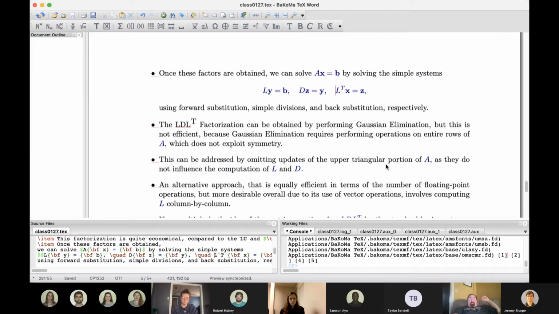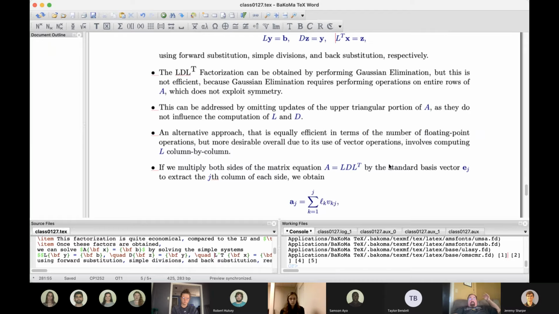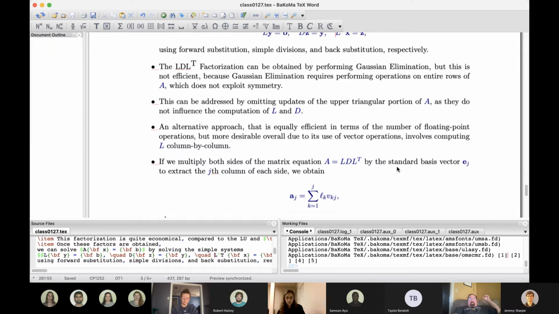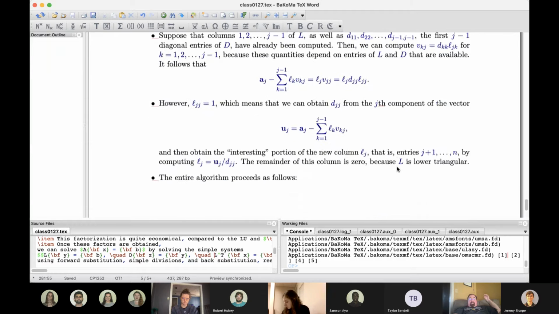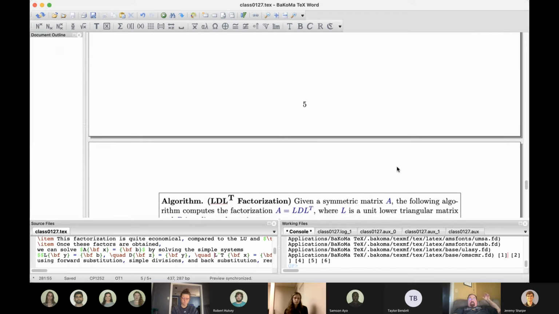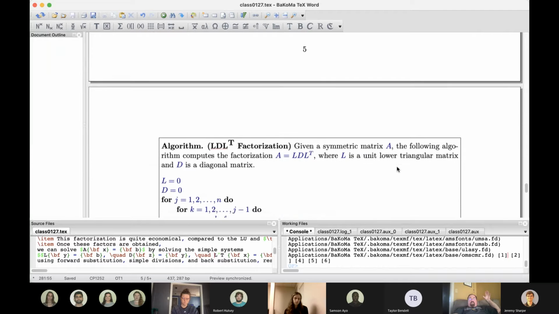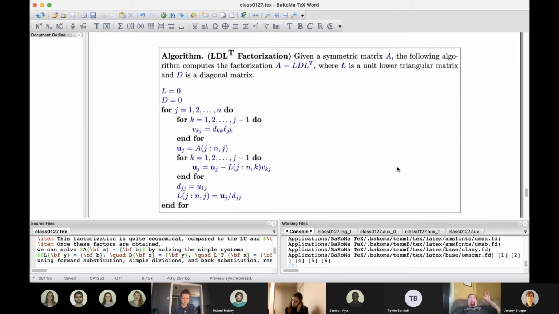Now we do have an algorithm here for efficiently computing the LDLT factorization. I'm not going to go through the details of this just because I really want to focus more on the material to come, which is on the symmetric positive definite case. I will tell you I did not assign any homework problems from LDLT. This is the overall algorithm right here.